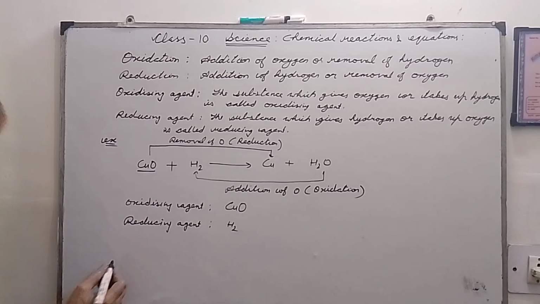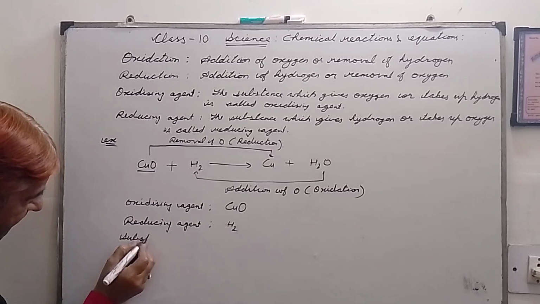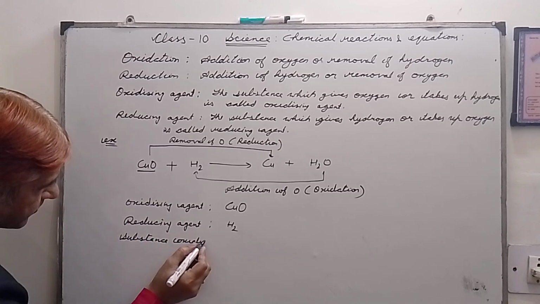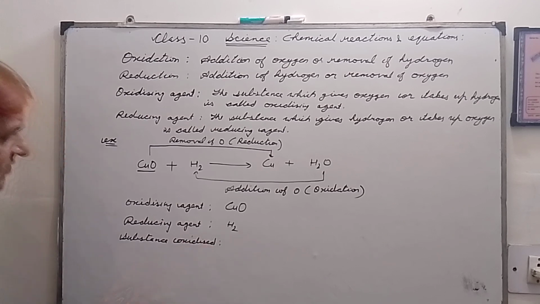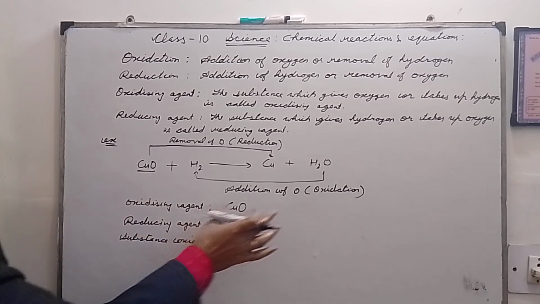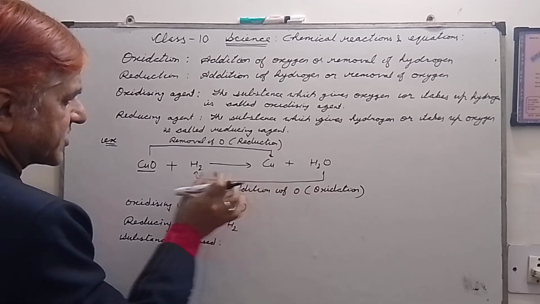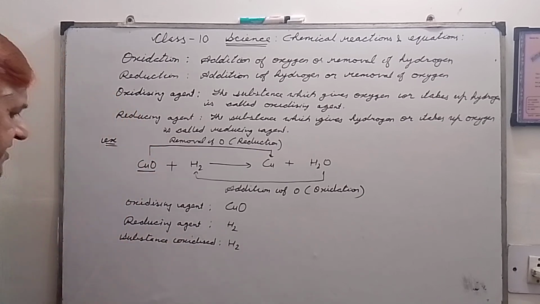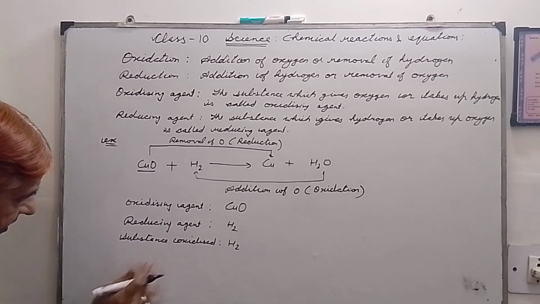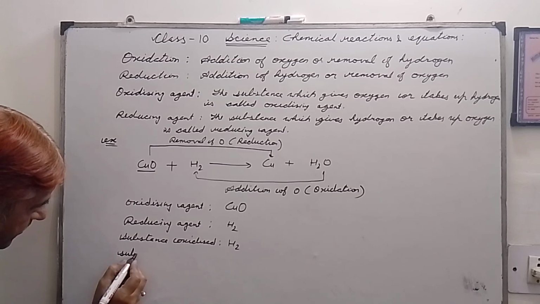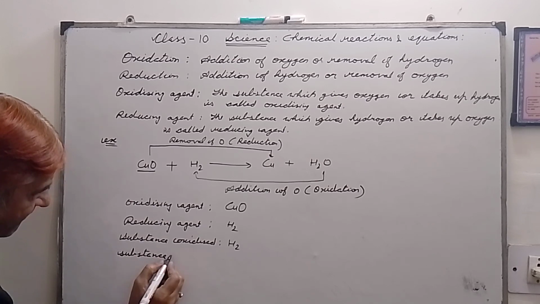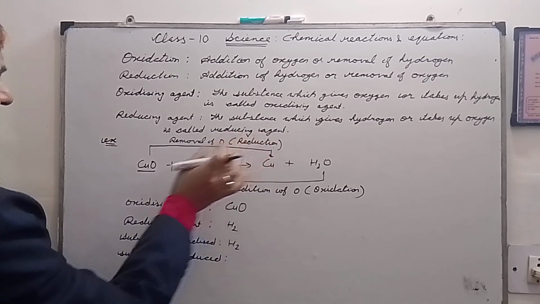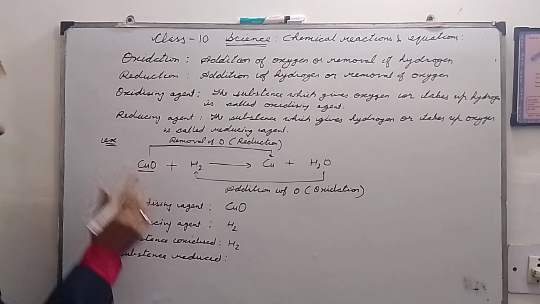And substance oxidized. Which substance is getting oxidized? Where is oxidation? Oxidation is here. So it is hydrogen which is getting oxidized. And substance reduced, where is reduction? Reduction is here. So copper oxide is getting reduced.